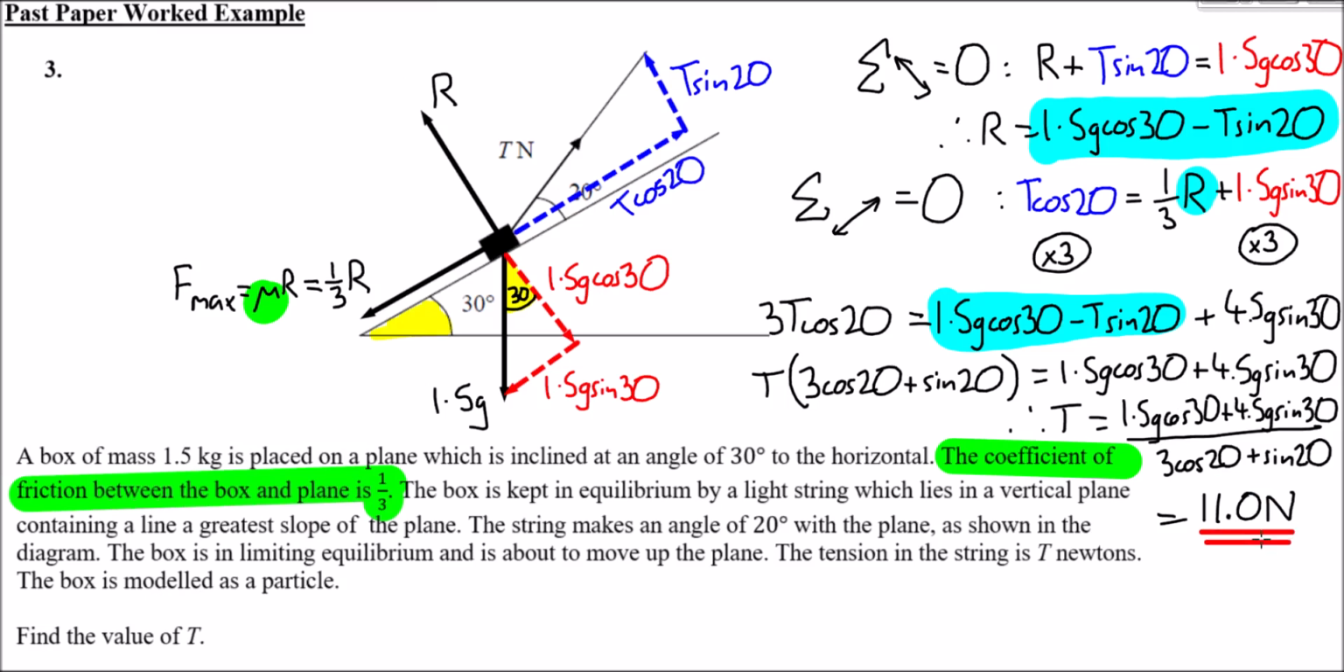And I think what makes that question particularly challenging is there's no real scaffolding. It just says work it out. It doesn't really say what to do. So that's really when you've got lots of confidence you can do these questions.